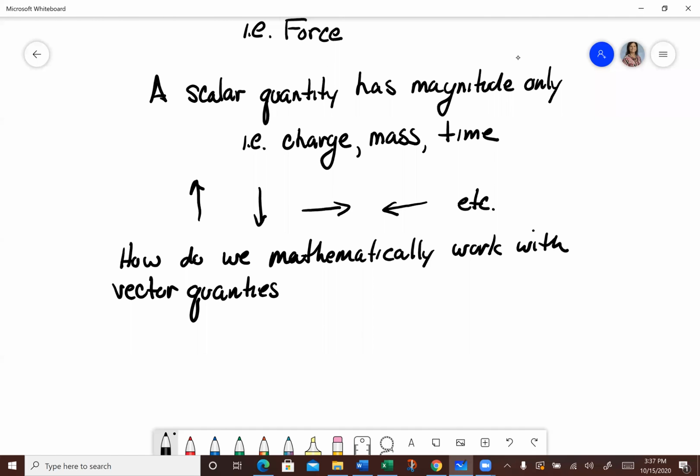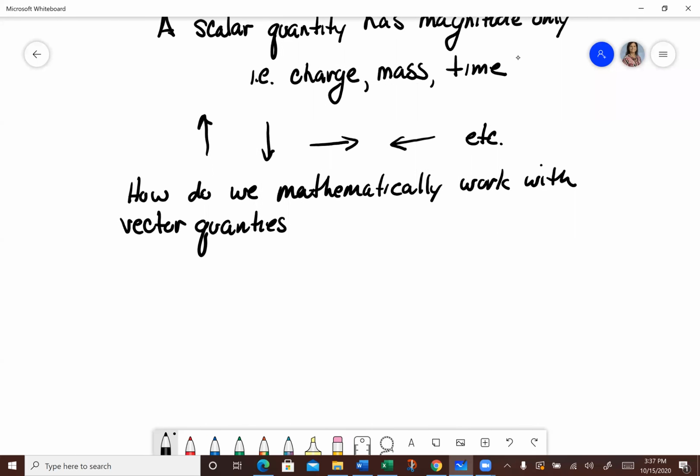So there are various methods. I divide them into two different ways in which we can mathematically work with vector quantities. And when it comes to addition and subtraction, of course, multiplication and so on is a little bit different. We're going to focus on just adding and subtracting vector quantities. There are two methods. One I call a graphical method, and the second I call a mathematical method.